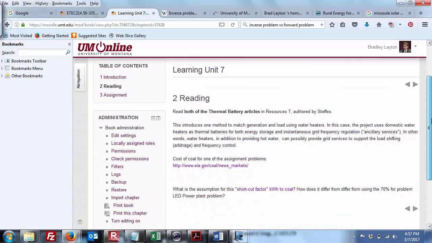Okay, so thermal batteries, and sorry, but go to resources 7, that's where it is. It's not just right here, but it's in the middle shell.